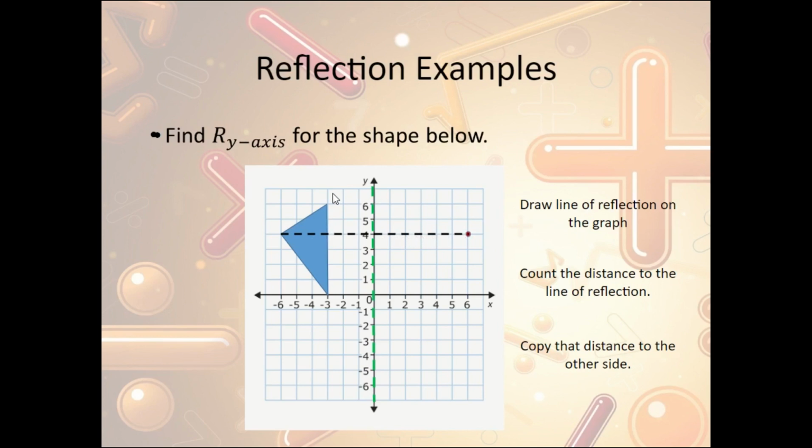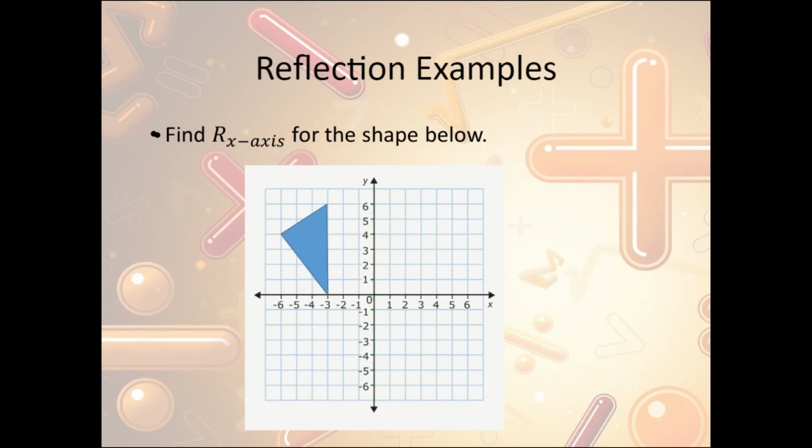Then we do it for each of the other points. So here, this one, 1, 2, 3 away. So we go 1, 2, 3 away on this side. And then the same thing here, 1, 2, 3 away on this side as well. And then we just draw our triangle. And notice we have two triangles that are exactly the same size. Let's look at another example.